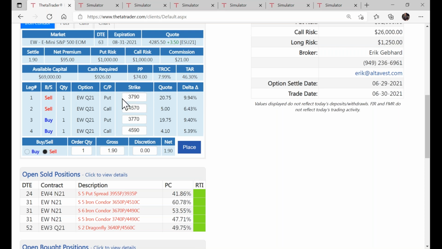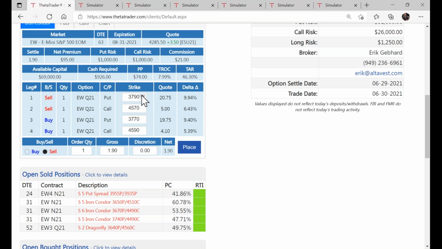Well, let's take a look at the puts we're selling. The 37.90 strike, according to the algo, that's what the algo has chosen. The delta is 9.94, so that means there's over a 90% probability that this option will expire worthless. Now look at the call. Same thing, 6.43 delta, so over a 93.5% probability that these calls you're selling will expire worthless. So that's the magic here, the higher probability outcomes. That's why the algo has chosen these particular strikes and these trades.